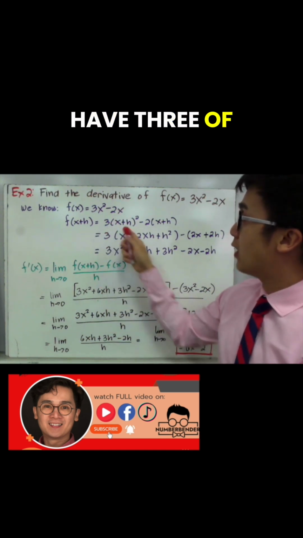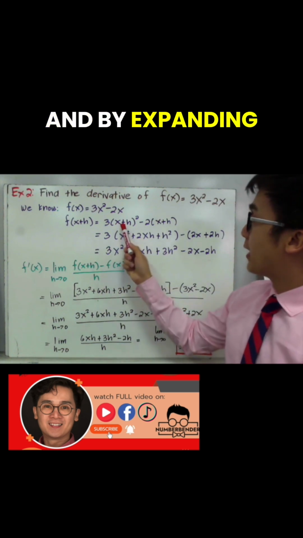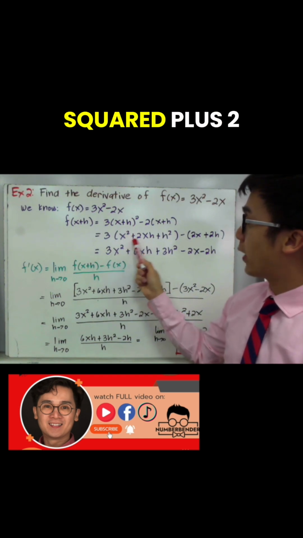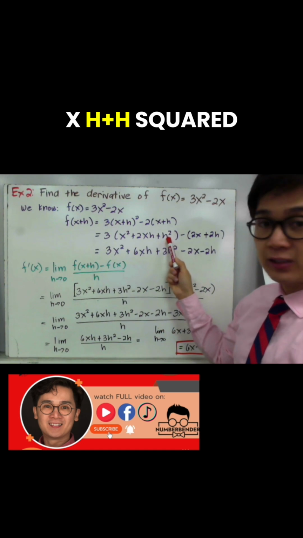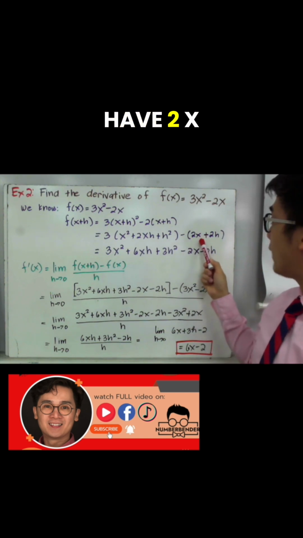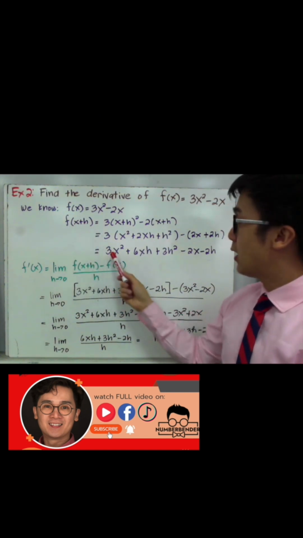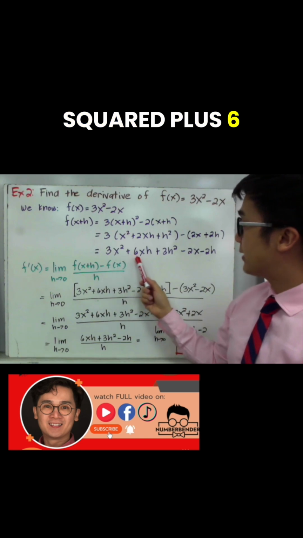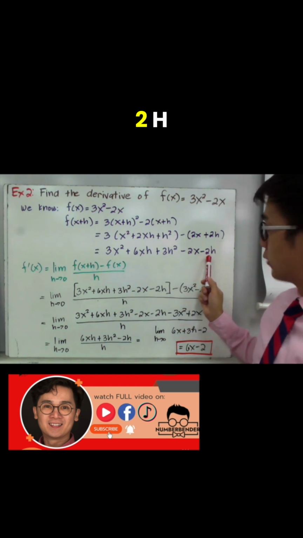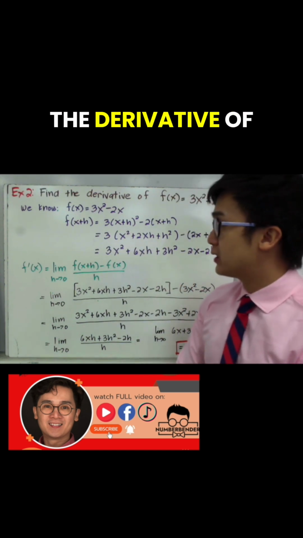So now we have 3 times x plus h squared minus 2 times x plus h, and by expanding our binomial, we can expand x plus h squared as x squared plus 2xh plus h squared, minus distribute 2 to x plus h, and we will have 2x plus 2h. By further simplifying our function f of x plus h, we'll end up with 3x squared plus 6xh plus 3h squared minus 2x minus 2h. And this is what we will use in our formula in finding the derivative of the function.